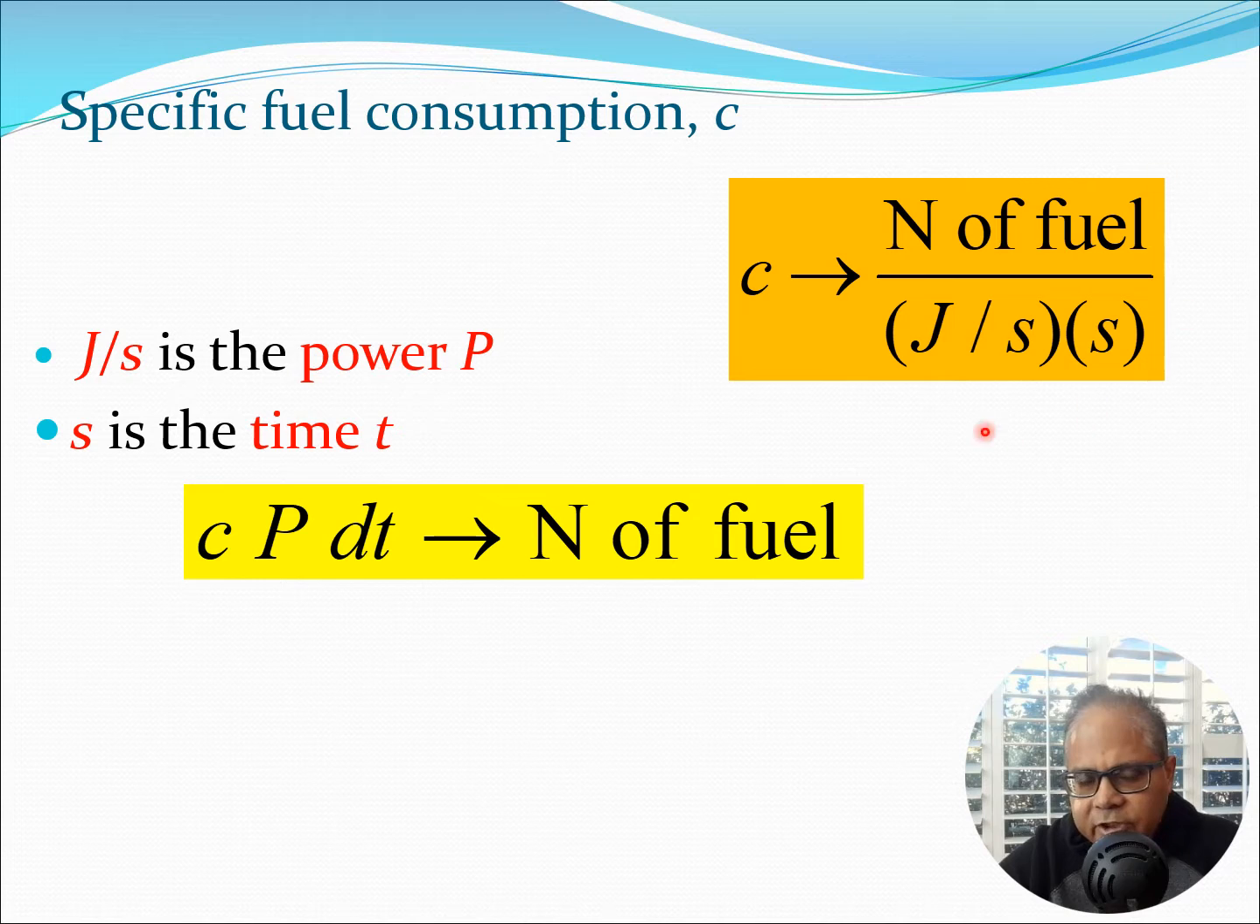Now, from this definition, we can extract certain facts about time. If we look at the dimensions of C here, we see that joule per second is basically power, and of course, second is time. So if I take these two to the left hand side, I can say that Newton of fuel is the same as C into P into dt, where C is the specific fuel consumption, P is the power, and dt is of course a very small amount of time which has elapsed during this period. This equation is going to help us get the equation for dt, which is related to time.